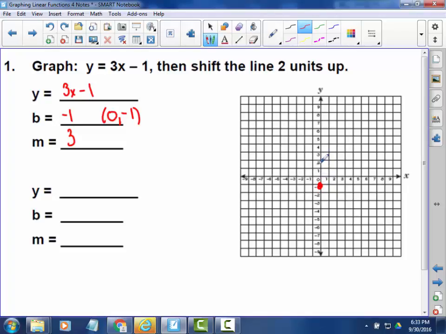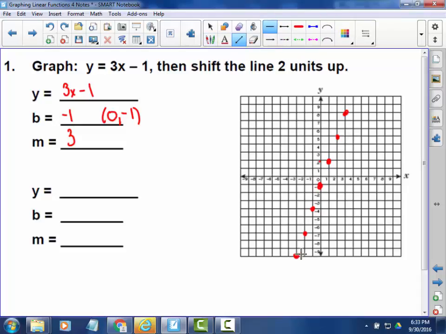Then a slope of 3 would be up 3, over 1. We're out of room that way, so let's try the reverse: down 3, over 1. Then you would want to connect those points with a straight edge.